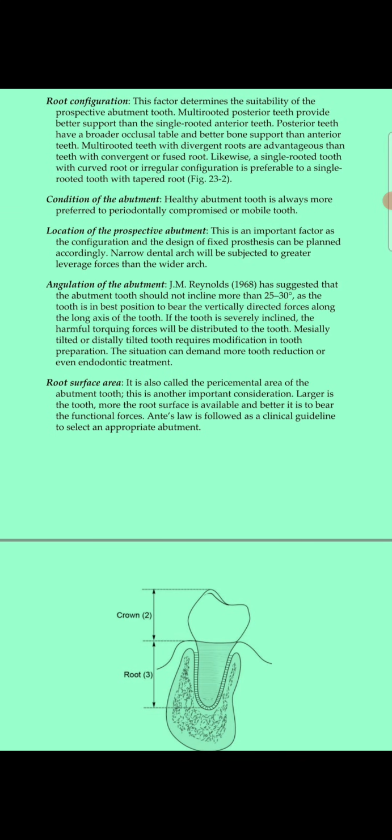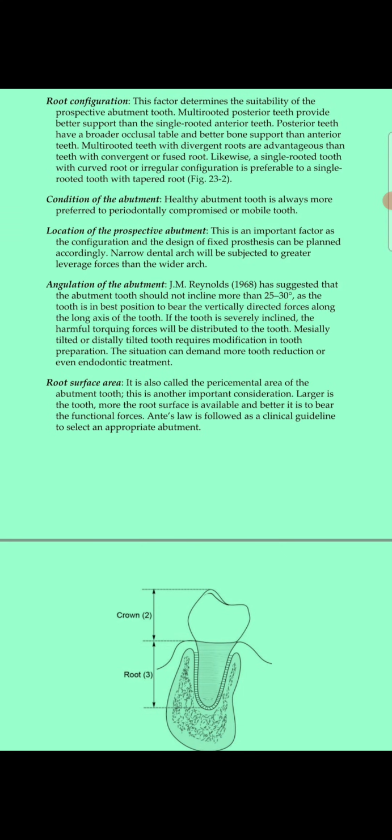more than 25 to 30 degrees, as the tooth is in the best position to bear the vertically directed forces along the long axis of the tooth. If the tooth is severely inclined, harmful torquing forces will be transmitted to the tooth. A mesially tilted or distally tilted tooth requires modification in tooth preparation. This situation can demand more tooth reduction, or even, if there is a chance of pulp exposure, it may require endodontic treatment.